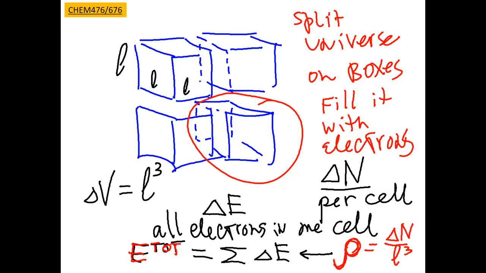Why are you using delta n? Because the total number of electrons in this fairy tale universe will be capital N: delta n plus delta n plus delta n, a summation over all cells. Good? Nothing counterintuitive.